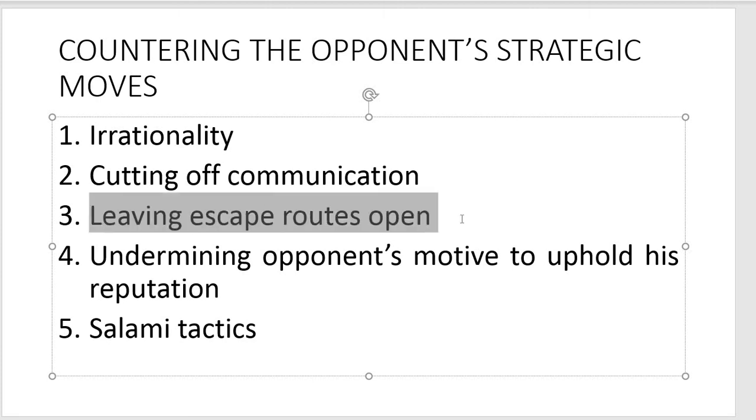Leaving escape routes open. Again, a strategic move has to be irreversible. So if you assure other players that you have nothing against rolling this game back to its initial form, they might have a temptation to do so. So this is what it is all about.